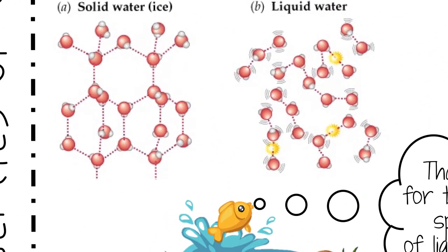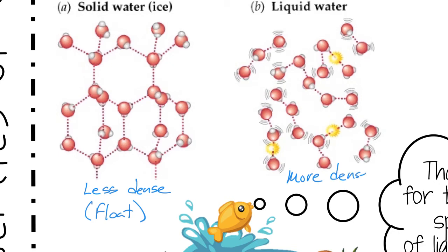It also causes, in the solid state, water to be less dense, less packed, so it's going to float. In the liquid state, it's more dense or more packed. So if you have ice and liquid water, the liquid water will sink.